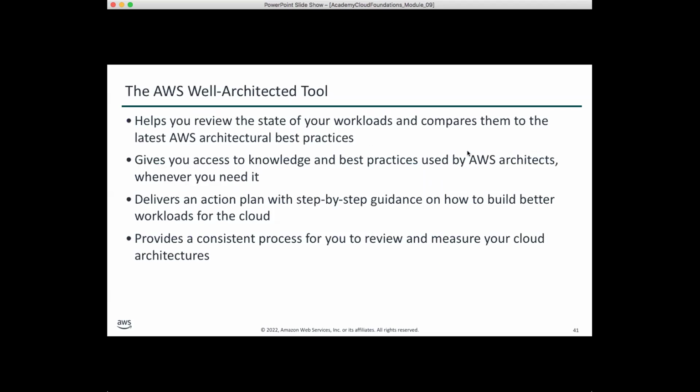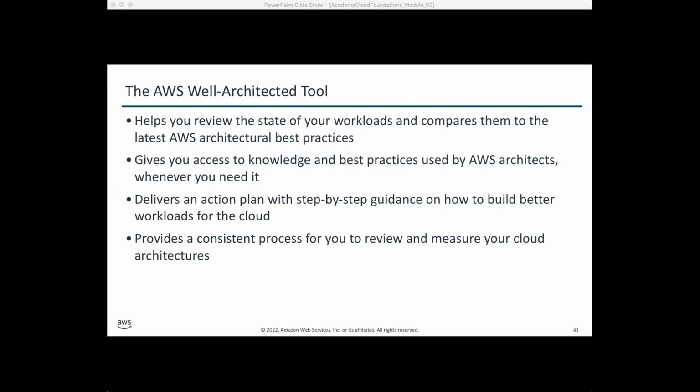Now, there is a tool called the AWS Well-Architected Tool, which basically automates all these questions in a way, to help us design well-architected architecture, right? So it helps us review the state of workloads and compares them to the latest AWS architecture best practices. Also, this tool gives us access to knowledge and best practices used by AWS architects. That's the other architects, right? How they have done it.